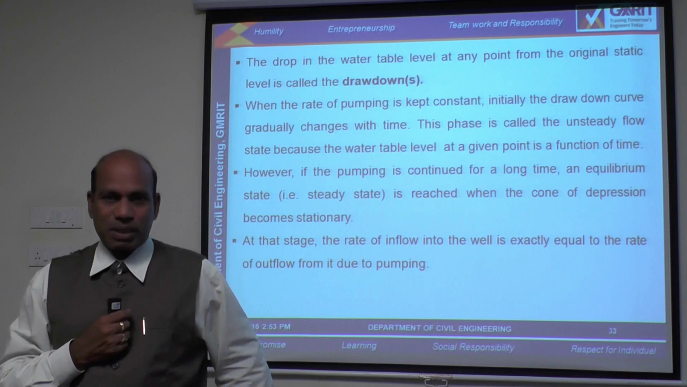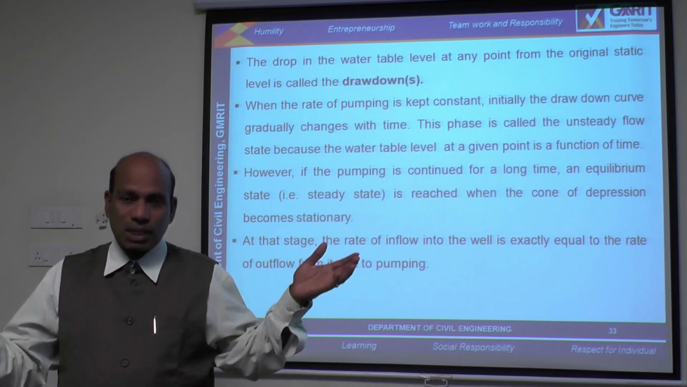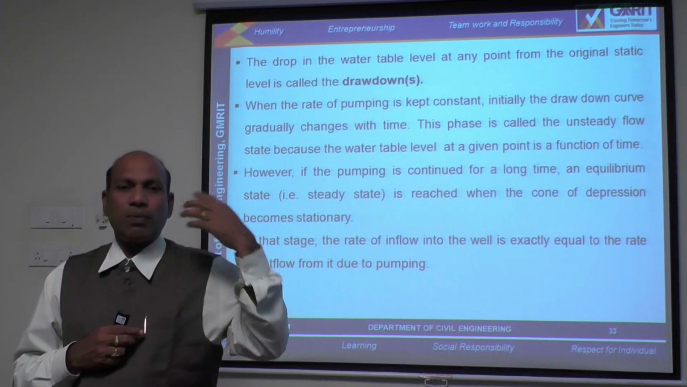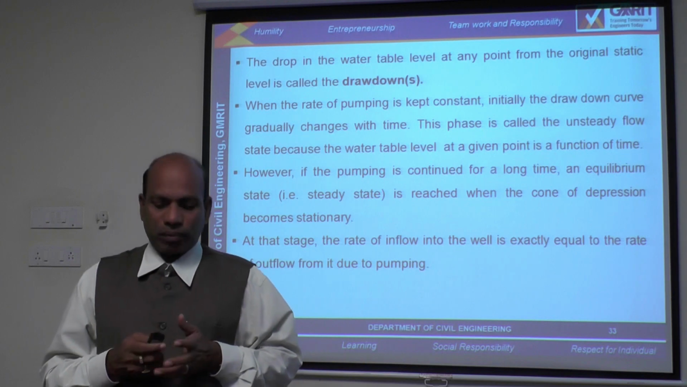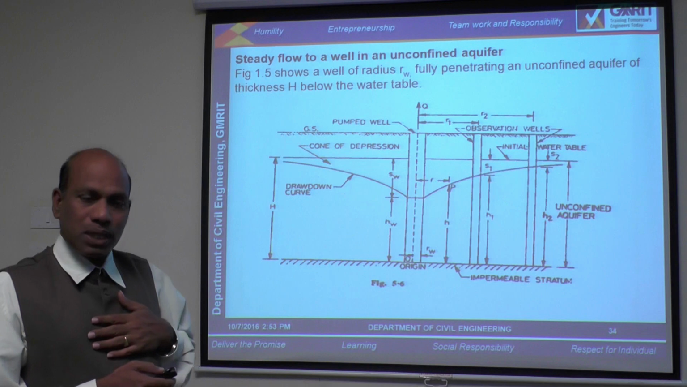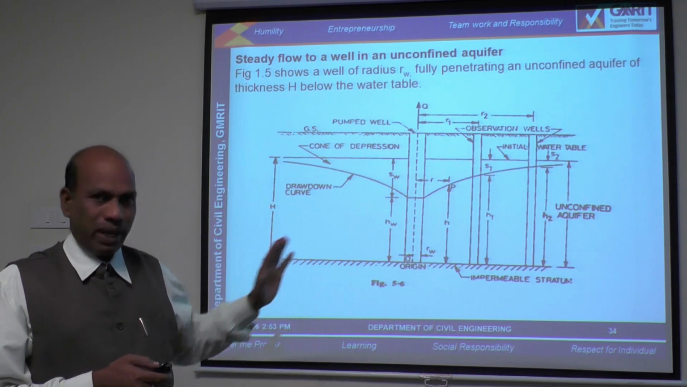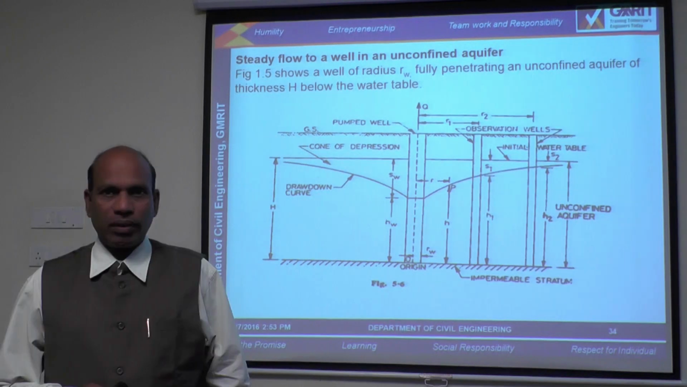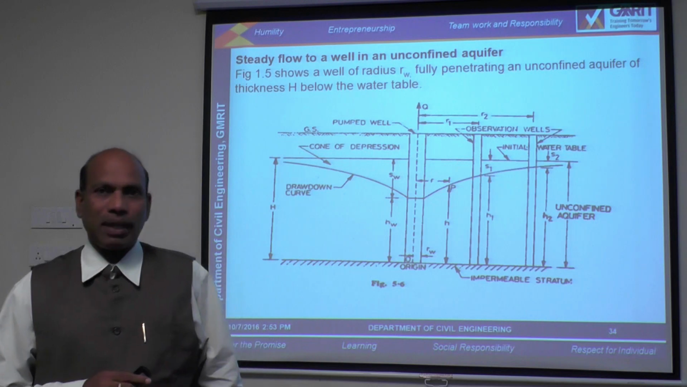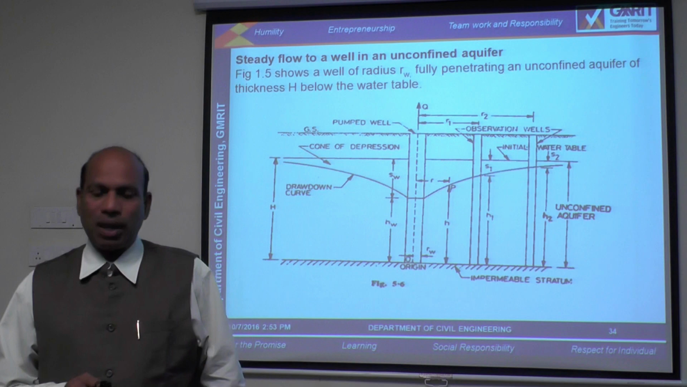At the equilibrium stage, the quantity of water entering the well from its sides is equal to the water extracted from the well by pumping. Looking at the diagram, first we are going to discuss the unconfined aquifer and the discharge equation from the well. Using all these heads, we are going to determine the equation for the rate of flow from the unconfined aquifer.